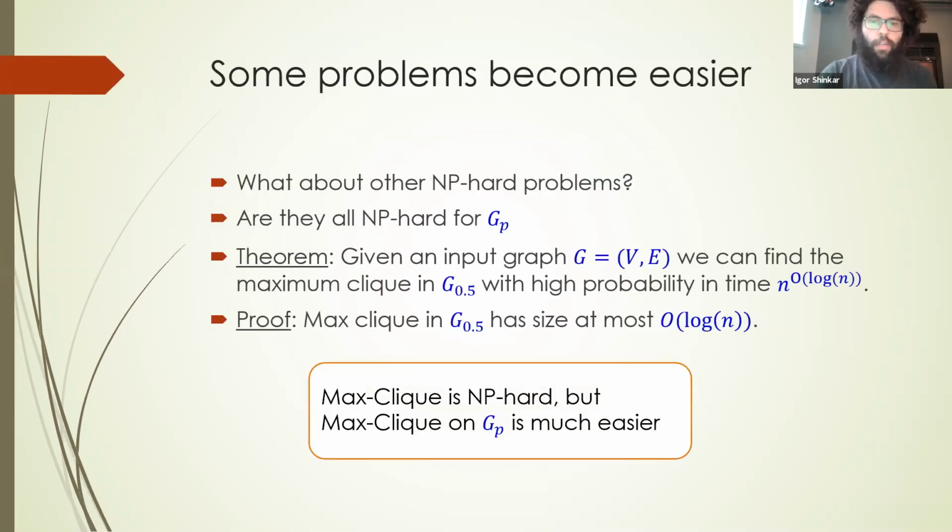All right. So I think that's the first part, about percolation and NP-hardness. Questions so far?